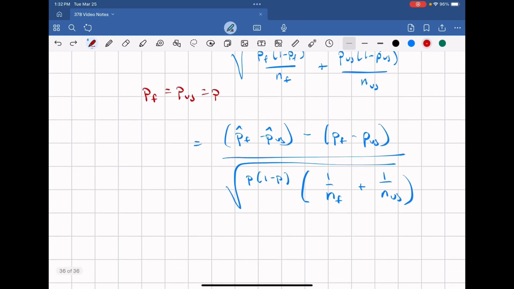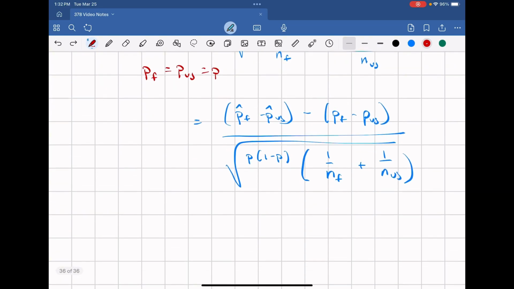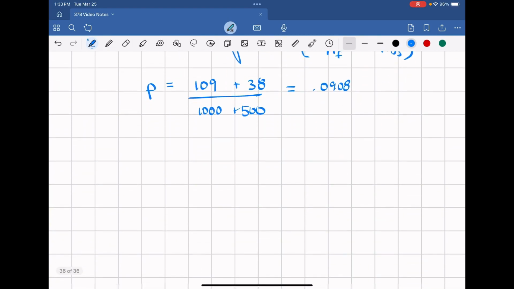Well, now we can calculate our P. Our null hypothesis is that we have two binomial random variables with equal P but different N. Therefore, we can write P as the number of yeses in France plus the number of yeses in the US, over the total number in both countries. And that means our P is 0.0908. If we impose that the P is the same between them, this is what we would get.